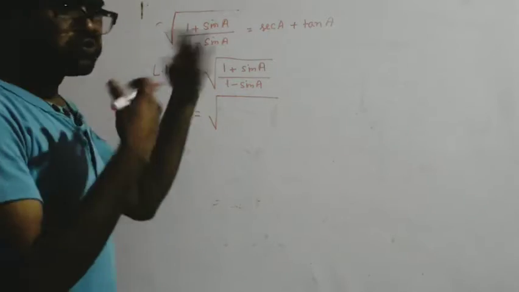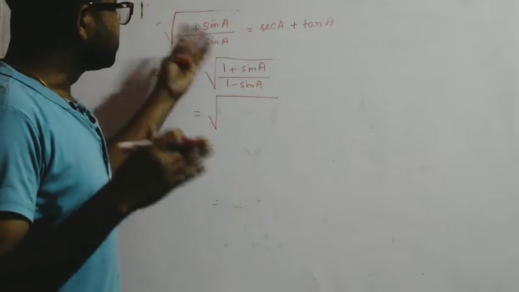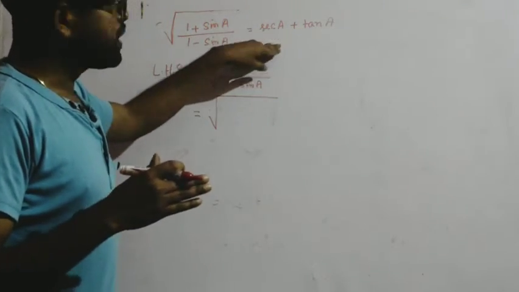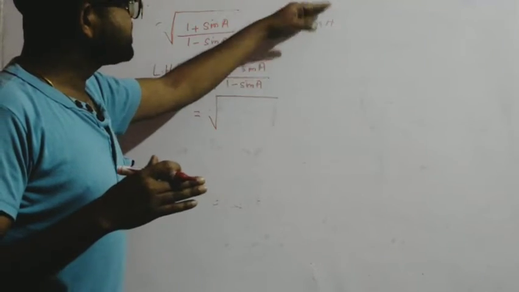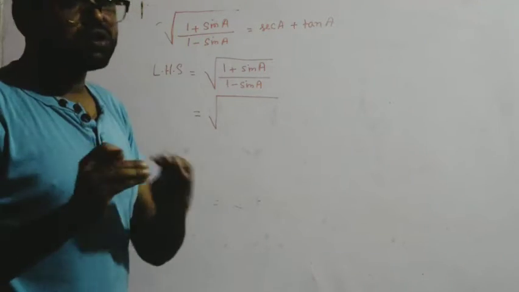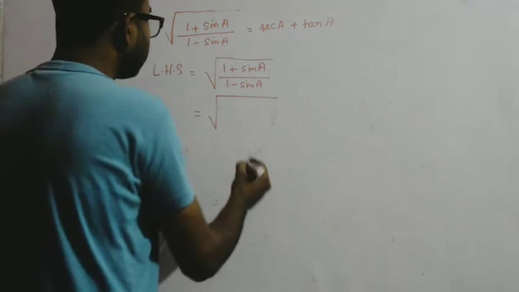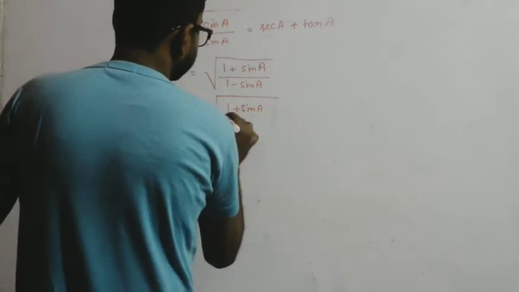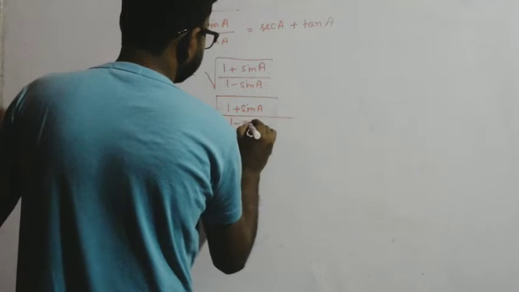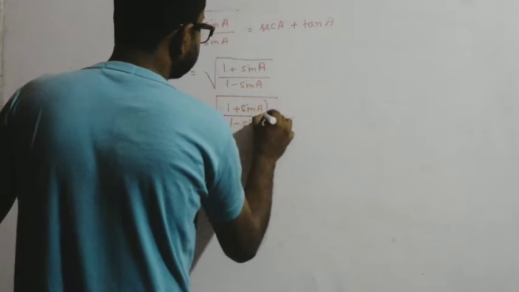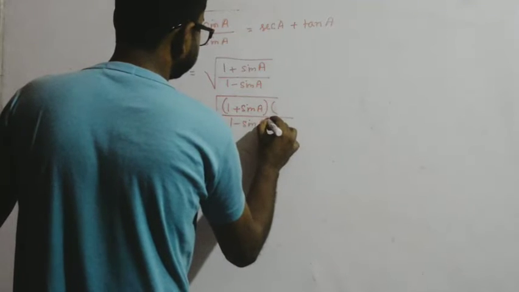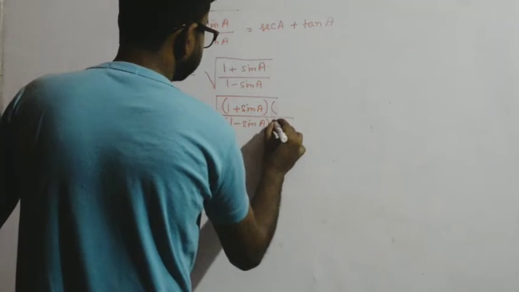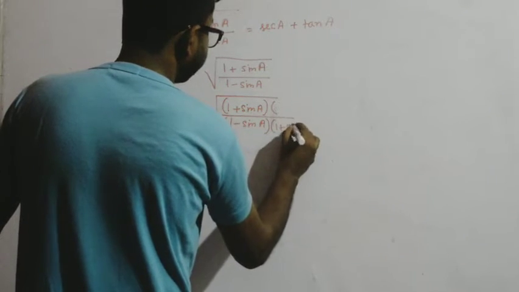And this is under a square root, so the square will be cancelled out. Because in these two terms, sec is 1 by cos, and tan is sine by cos, so you need the cos in the denominator. So what am I going to multiply with? I am thinking of the class 9 rationalization. So that means I have to multiply with 1 plus sine A.